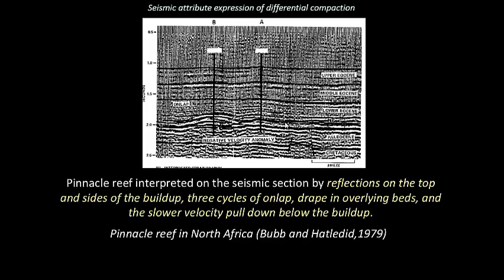Now this example is from North Africa, and they were using 12-fold data at the time, and it shows a pinnacle reef that is interpreted on the seismic section by the on-lap reflections, and you see some of those on-lap reflections on the sides. And drape in the overlying sediments, as you see that drape up here, and the slower velocity pull down below the build-up, and you can see some kind of effect of velocity pull down below the reef as well. Now these are seen not only at location B, it is seen at location A as well.